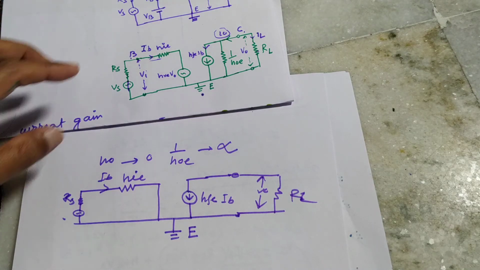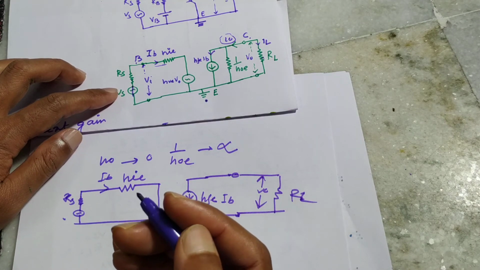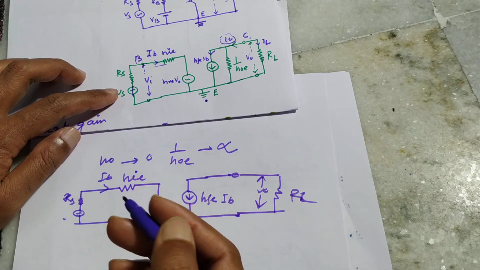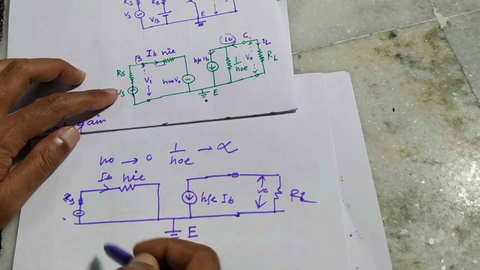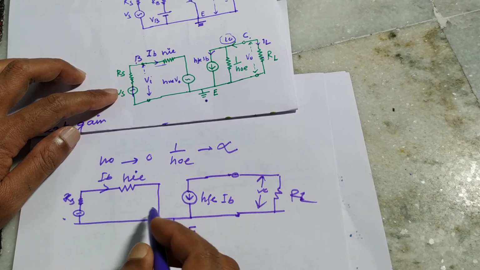Okay, next class I will calculate the performance quantities, that is current gain, voltage gain, input impedance, output impedance, using this simplified H parameter equivalent circuit. Okay.